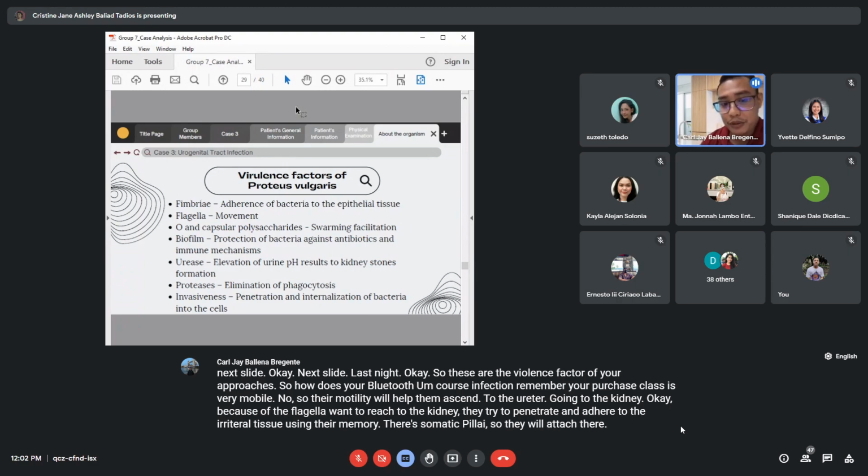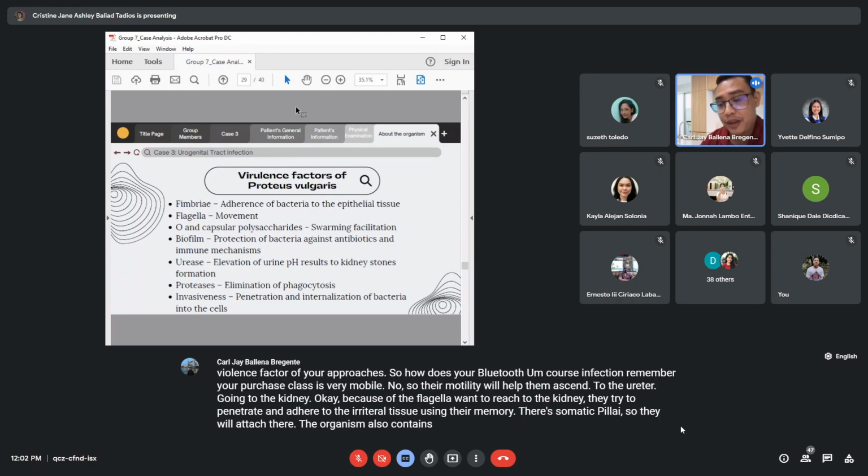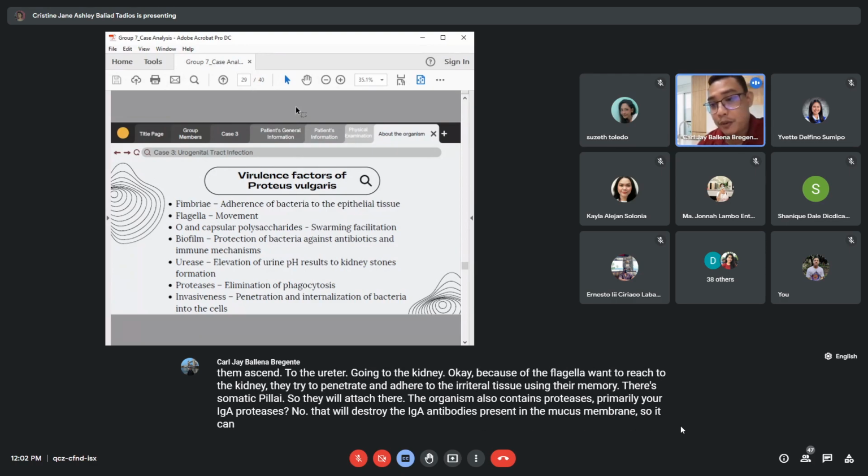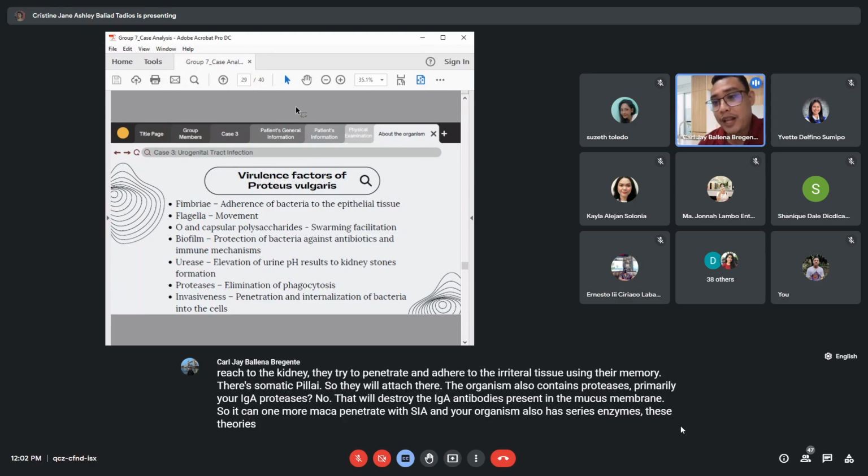The organism also contains proteases, primarily your IgA proteases, no? That will destroy the IgA antibodies present in the mucous membrane. So it can penetrate easily. And your organism also has the urease enzyme. This urease enzyme will help the organism to live in the acidic environment. So what it does is alkalinize the environment.